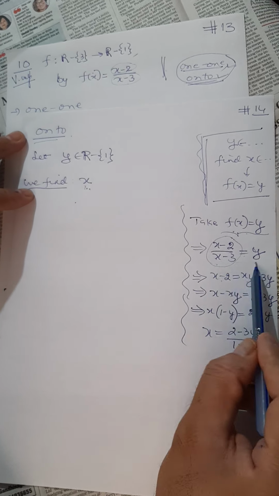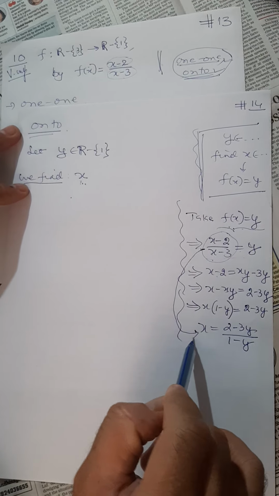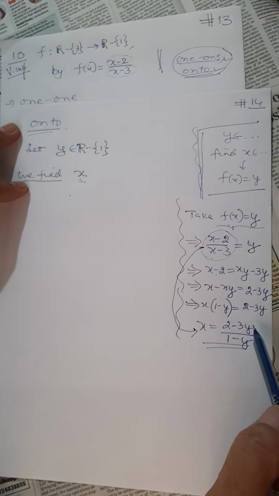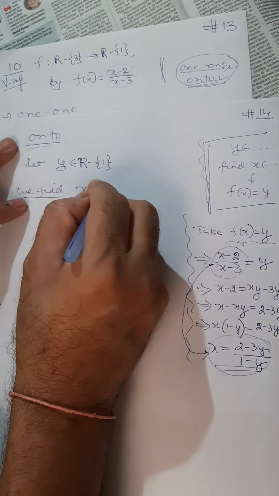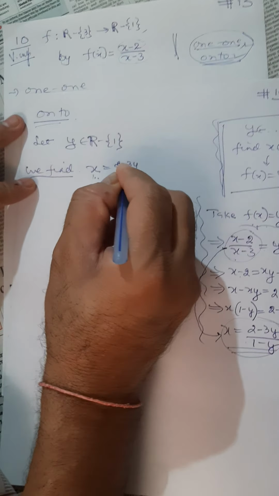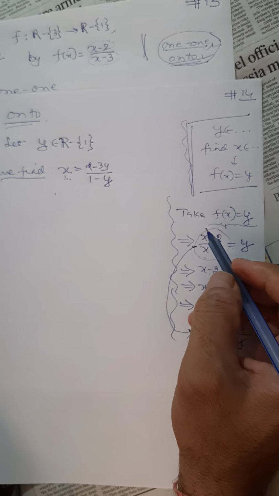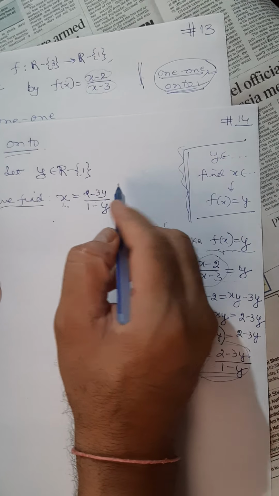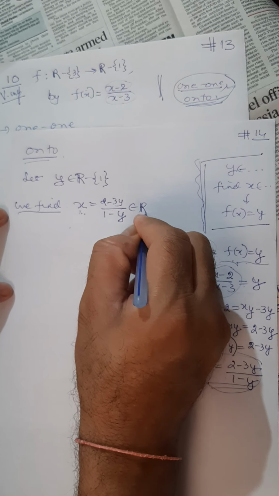What you did, the important part, is make x the subject of the expression. That's what I did basically. This is simple algebra. So this is my x. What is my x? (2 minus 3y) upon (1 minus y). From where will this come? This will come from the domain, remember, that is R minus {3}.